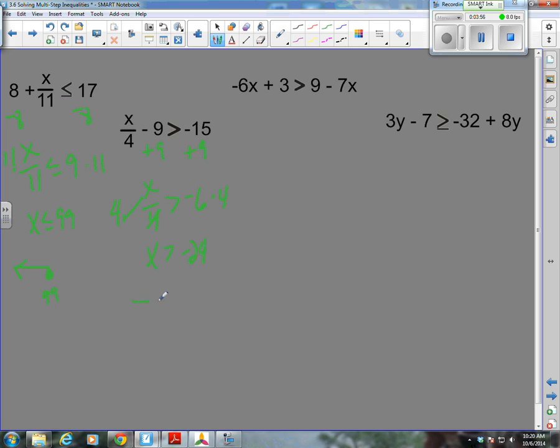Okay, I'm going to graph this. Again, I'm putting negative 24 in the center. This is negative 25. This is negative 23. Circle, arrows going to the right. Okay.